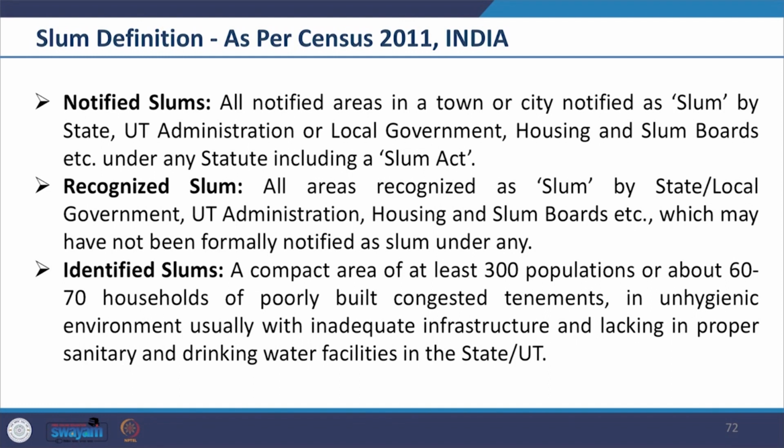Last we see is the identified slum. So this involves a compact area of at least 300 population or about 60 to 70 households of poorly built congested tenements in unhygienic environment using the inadequate infrastructure and lacking in proper sanitary and drinking water facility in the state and the territory administrative boundary we are looking at. So if the services are not there, then they would be identified as slum.